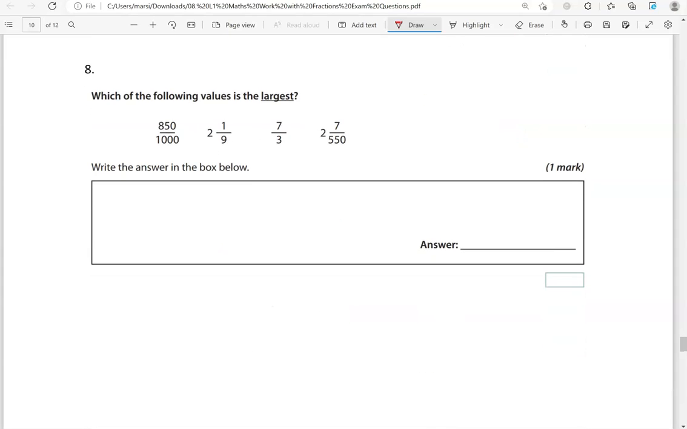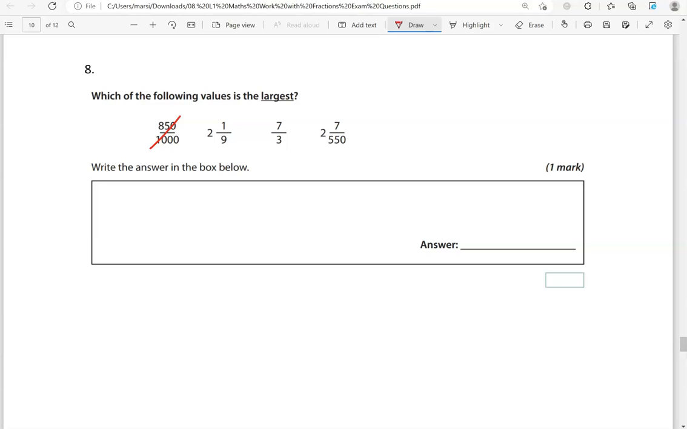Which of the following values is the largest? 850 thousandths, 2 and 1/9, 7/3, 2 and 7 550ths. Write the answer in the box below. So looking at these, the first one is less than 1, because the top number is smaller than the bottom number. So that's definitely not the largest. Then we have 2 and 1/9, 2 and 7 550ths, and we've got 7/3.